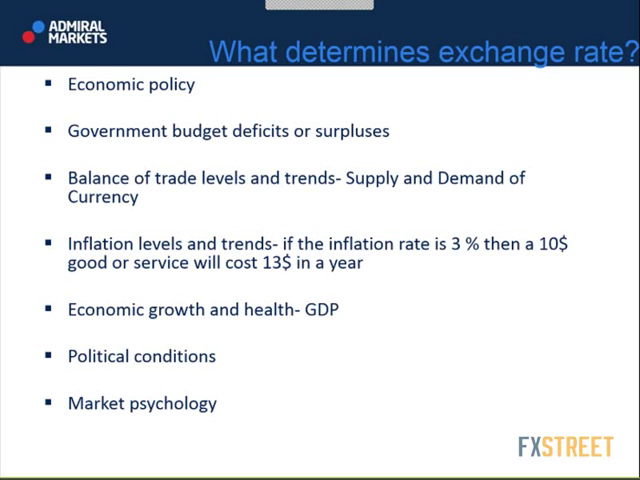Okay, now we have talked about who the main players in the forex market are. Now we need to know what determines the exchange rate, okay? What are the major determinants, what are those things which tell us that euro dollar, for example, is 1.1200 now. So economic policy is the first important thing, okay?